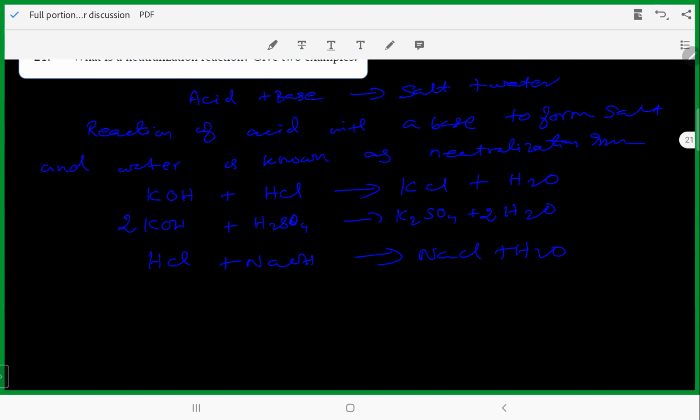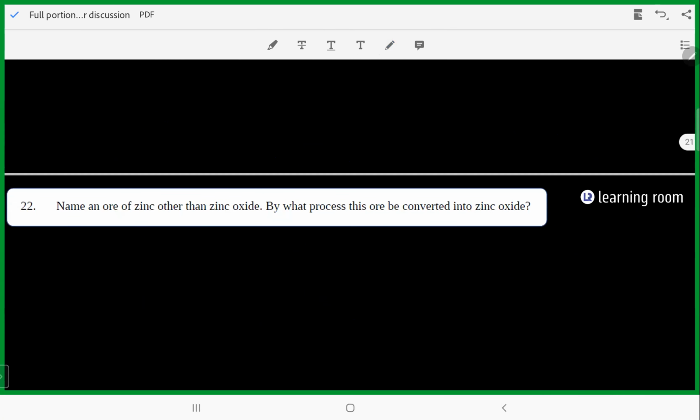And next, name an ore of zinc other than zinc oxide. For what purpose is this ore converted into the oxide? Tell me. I wrote zinc sulfide, sir. And through roasting, that is heating in the presence of excess oxygen or air, you can turn it into zinc oxide, and I wrote this equation, sir. So why do we have to convert it into oxide form? It is easier to extract, sir. Very good, it's easier for extraction.